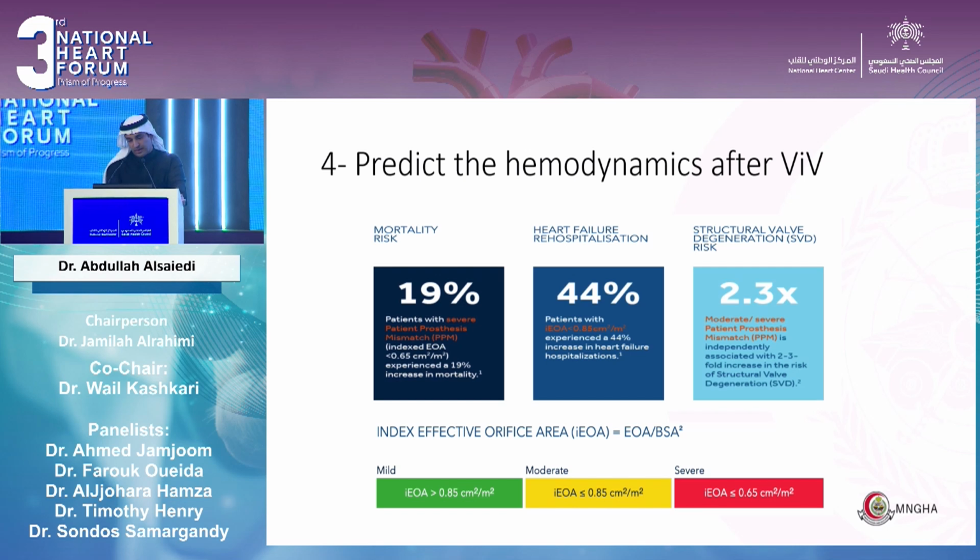Now, we could classify that based on indexed effective orifice area, which is the effective orifice area divided by body surface area, into mild, if that is more than 0.85, moderate, if that is between 0.85 and 0.65, and severe, if that is less than 0.65 centimeter square by meter square.